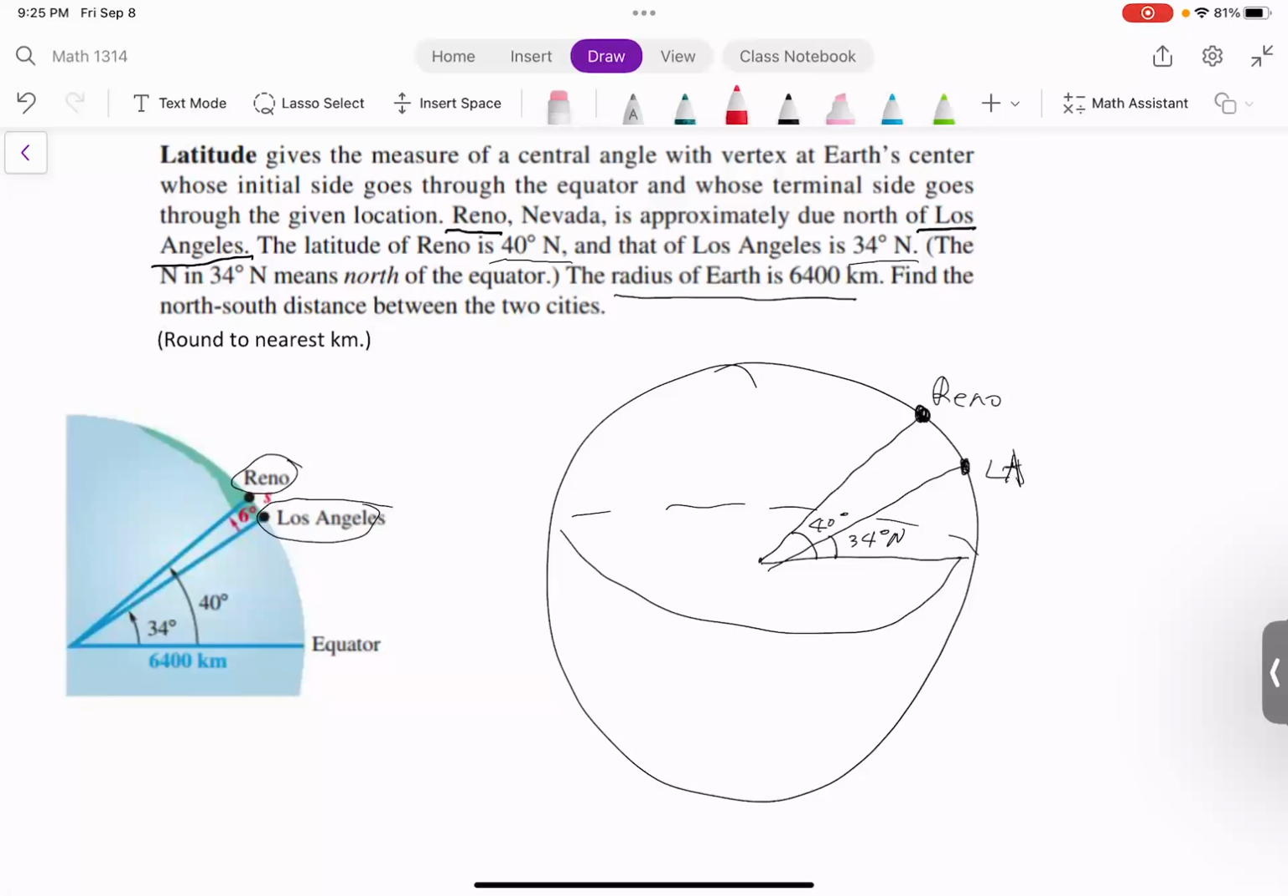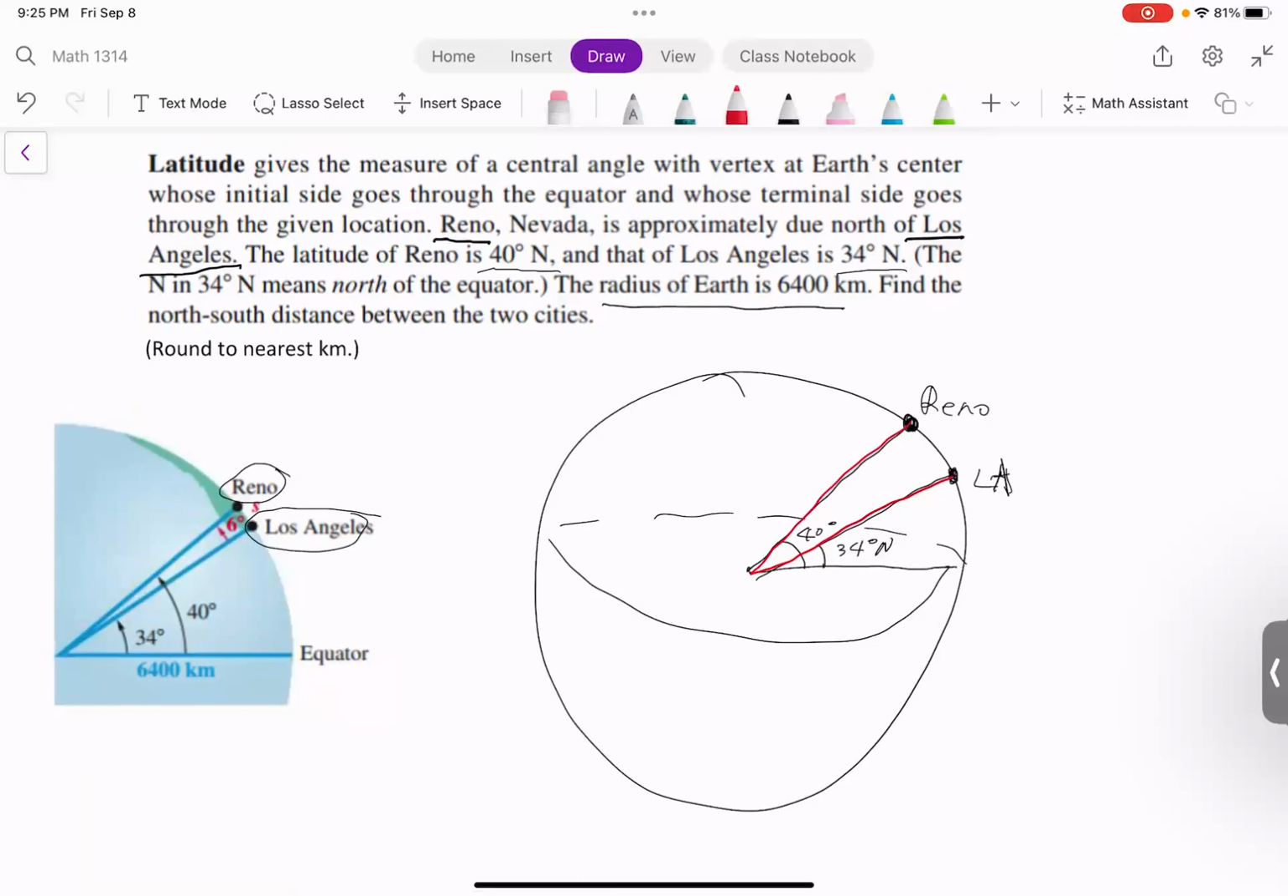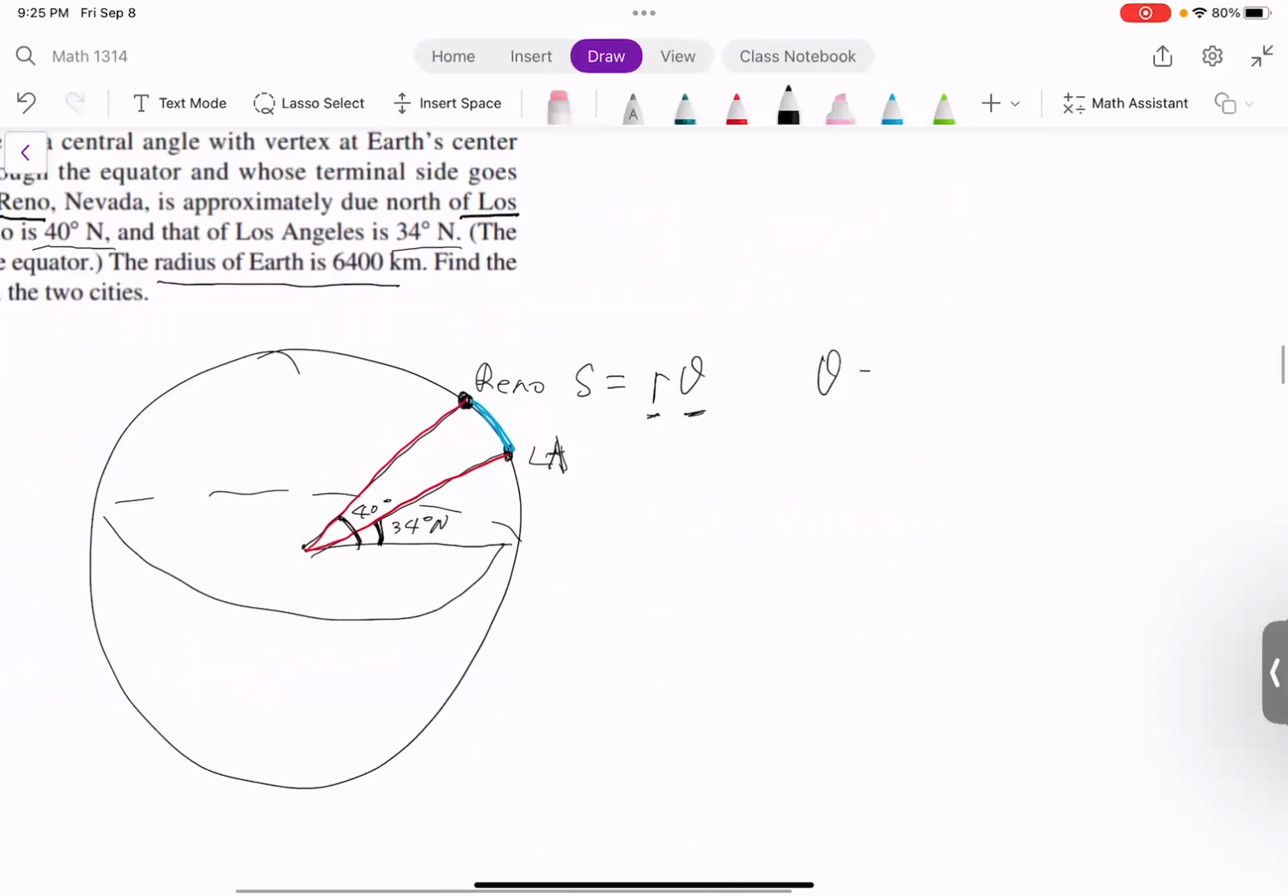When we see this, do you feel this is a sector? Yes, it is. How do we find the arc length of this sector? Oh, we have a formula. S equals r theta. If I have r, that's the radius of the Earth, and if I have theta, I can find the distance from Reno to Los Angeles. So what is theta? We know that here is 34, here is 40. The difference between the latitudes is theta. Theta equals 40 degrees minus 34 degrees. That's 6 degrees. This is in degree mode.